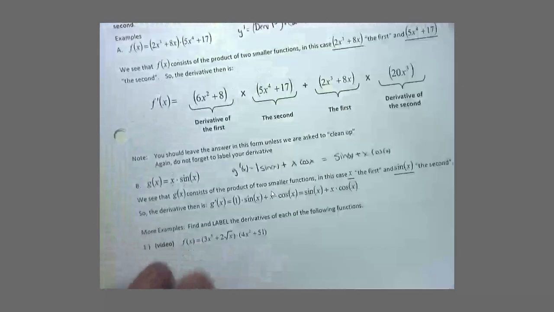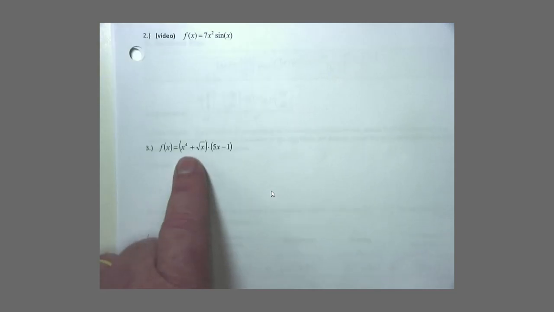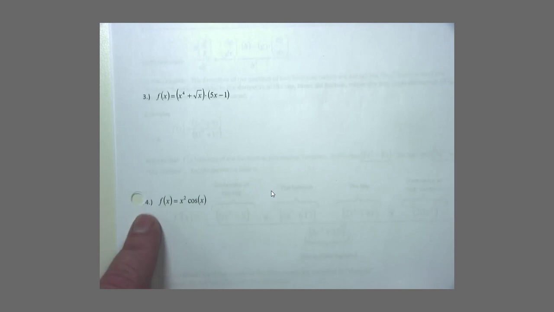Okay? And I did a bunch of problems on the videos for you guys. Very simple. 7x squared times sine of x, product rule. X to the fourth plus the square root of x times 5x minus 1. Okay? So let's do these problems here and let's see if we can't practice the product rule.